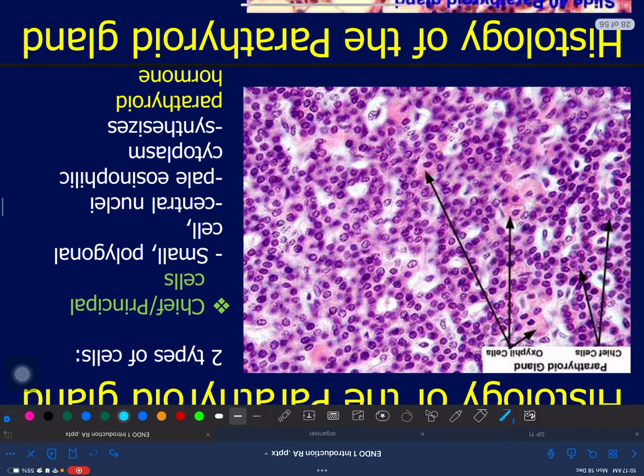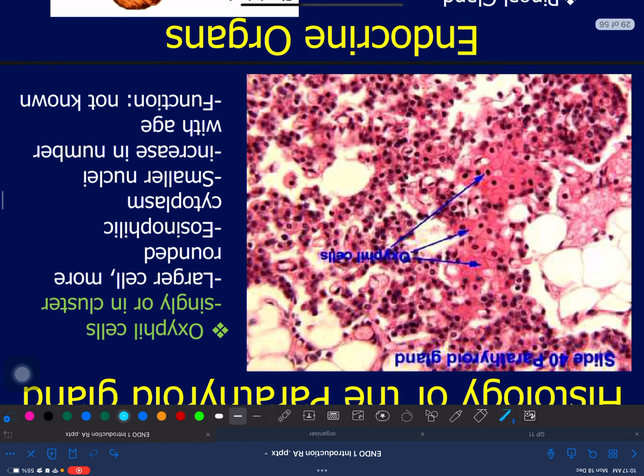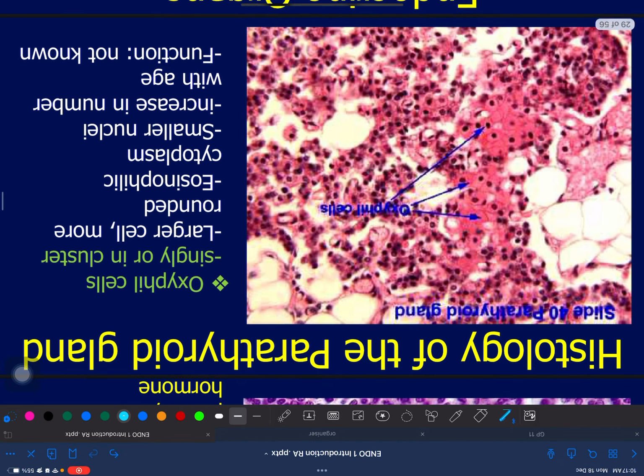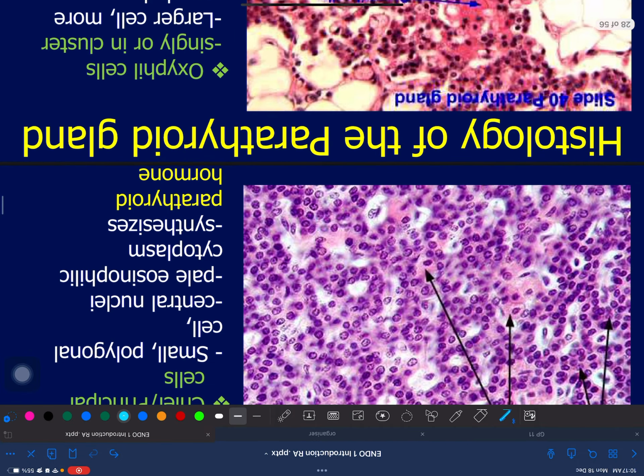This is the oxyphil cell. Larger cell, more rounded. Okay, and smaller nuclei. However, there's no known function of the oxyphil cells.